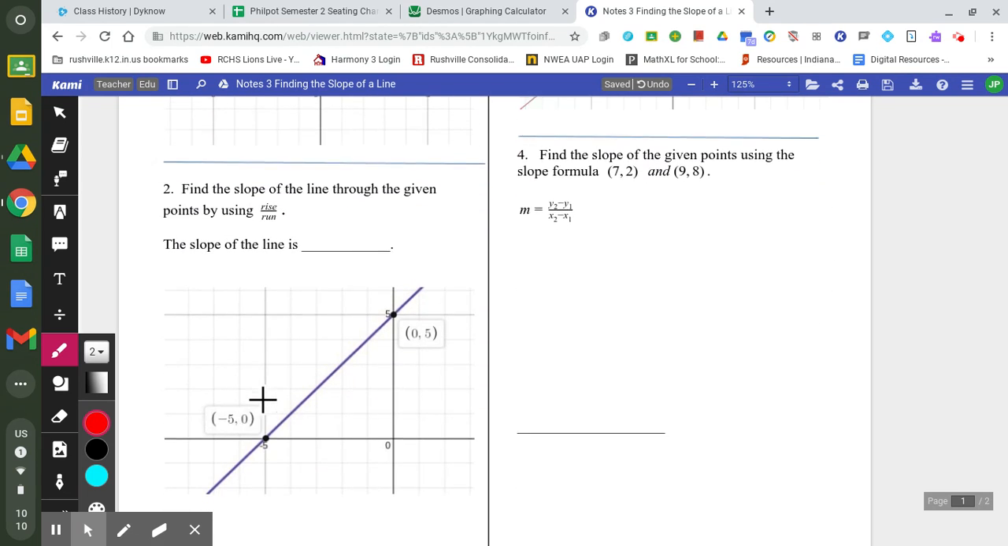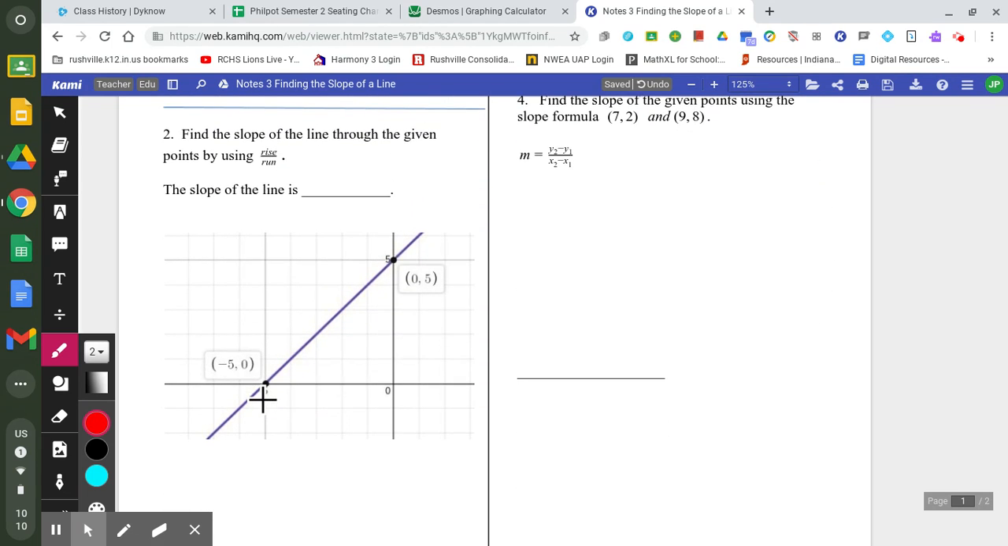Then moving on to number 2, same situation. I'm going to start at my very left point, which is right here, and I move up 5 and to the right 5. So my slope is 5 over 5, but that actually does reduce, and it reduces to 1.